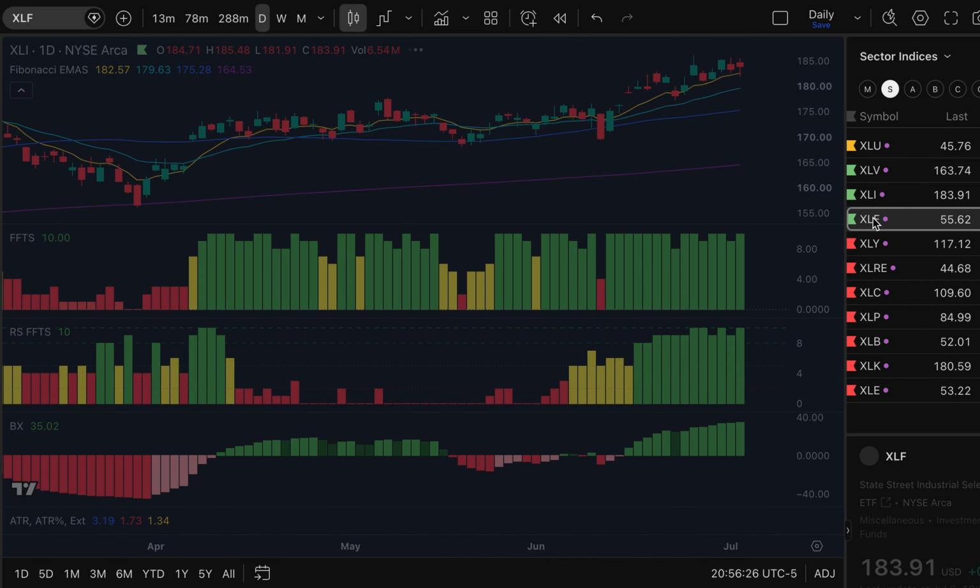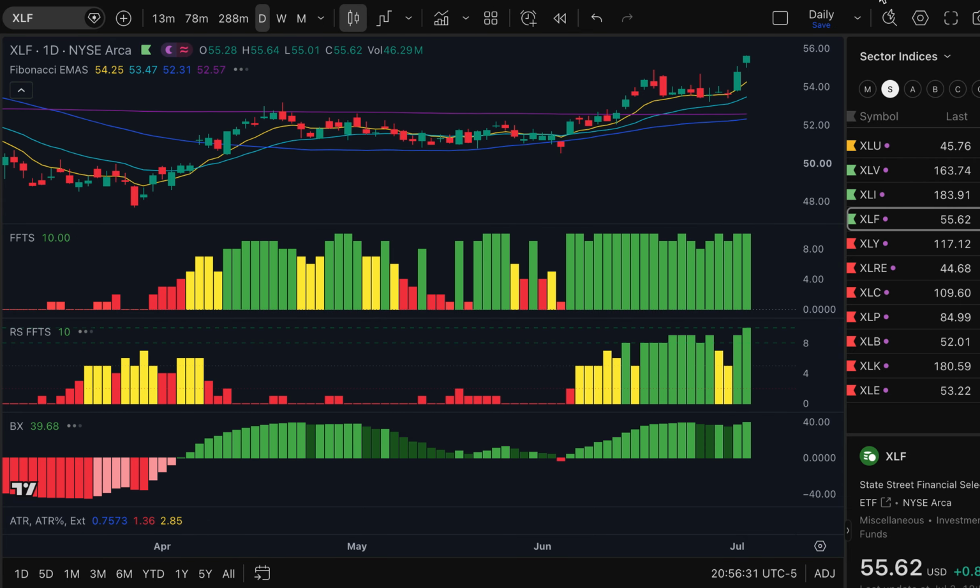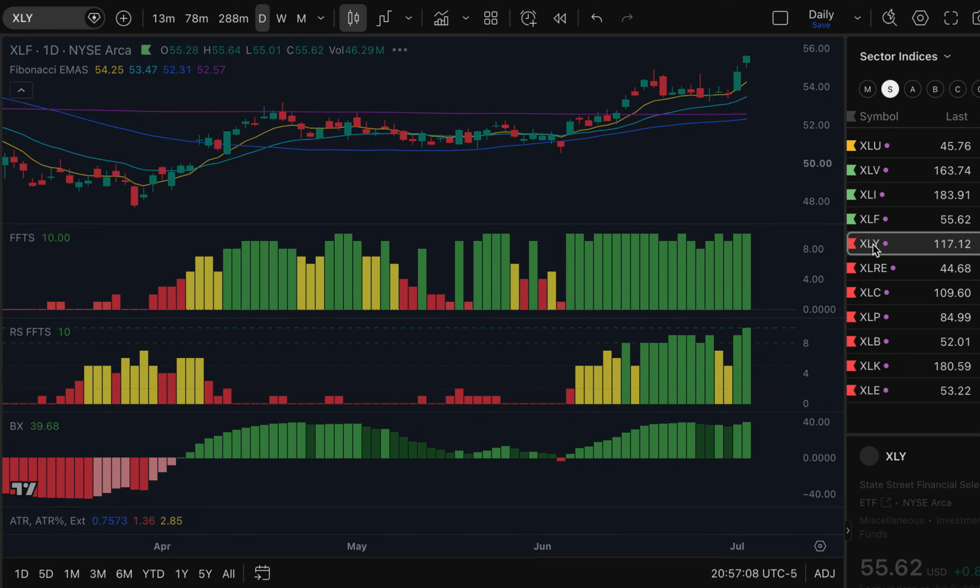Also XLF appears to be breaking out. Notice here the difference: the trend stack was solid green for several days back, but the relative strength is just now starting to kick into 10 out of 10. So financial sector looking really good. So those are the three leading sectors right now: XLV, XLI, and XLF. Now let's take a look at the other sectors.